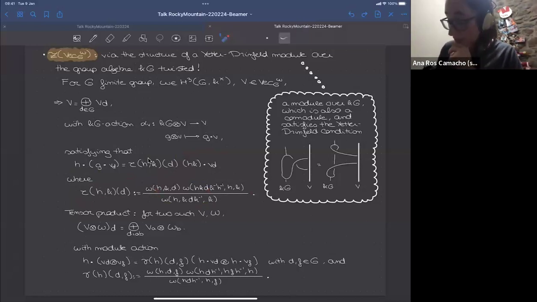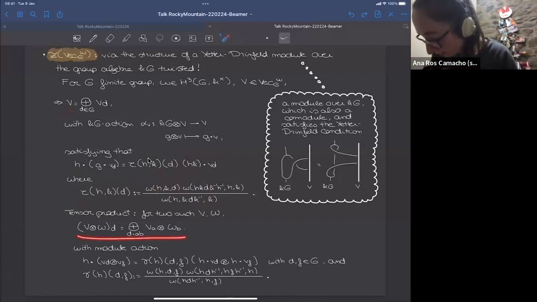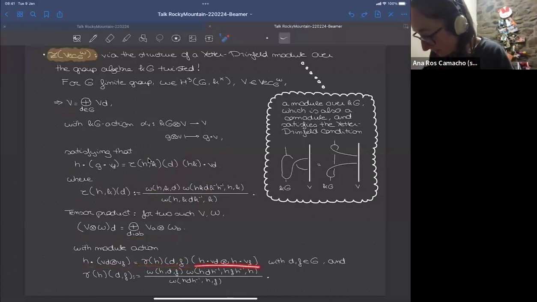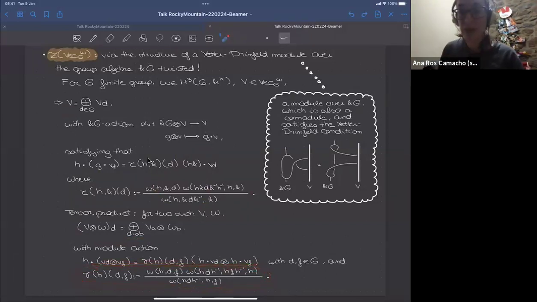For the tensor product in my category, if I have 2 such objects V and W, the dth component in my tensor product will be given by this. And again, the module action: if you act with a certain element of your group algebra on the product of these 2, it will give you some cohomological function again, times this, and this is again some big quotient of 3-cocycles up and down. Hope that's okay with everybody. Are we good? Any questions so far?